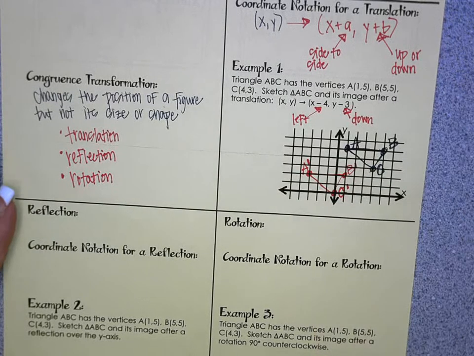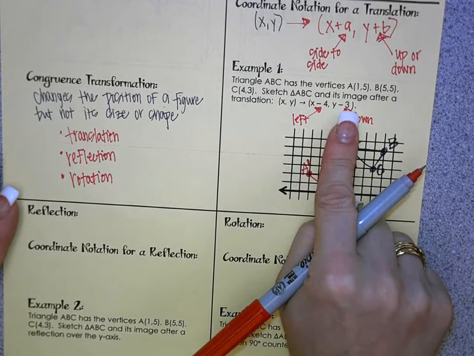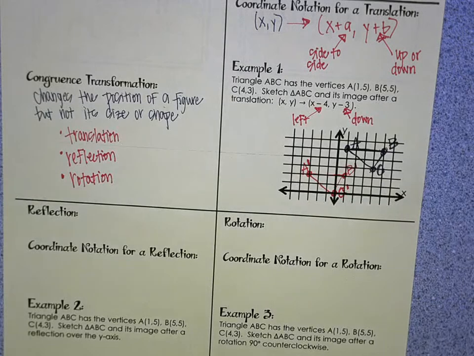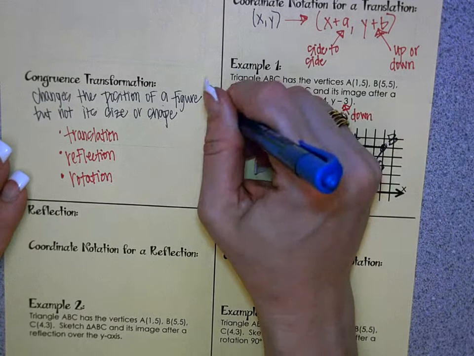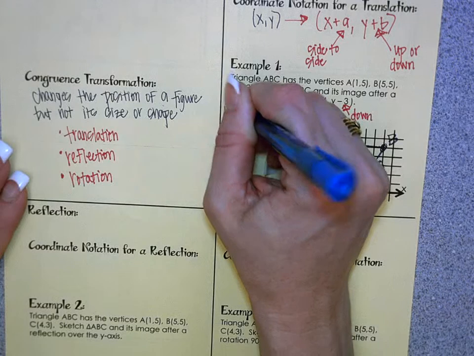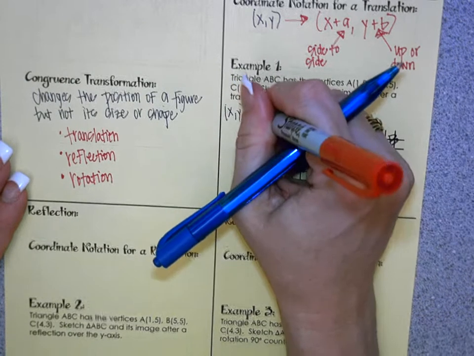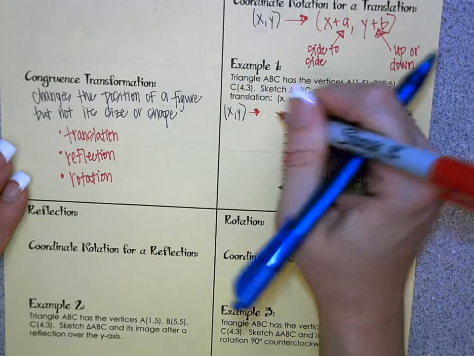You're moving left 4, down 3 for each one of them. So if I was going to show it, what would be my old xy locations and how do they move to my new xy locations?